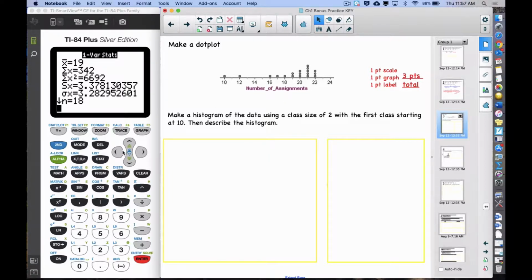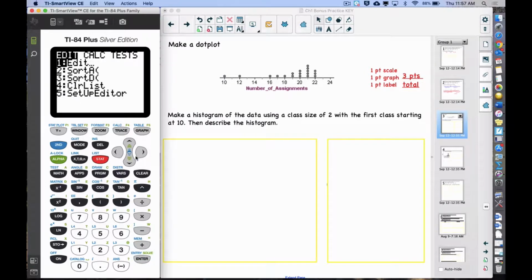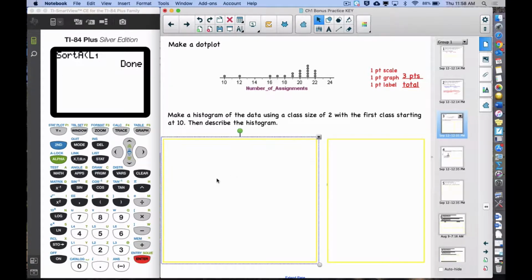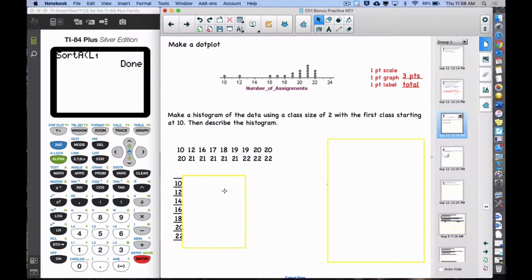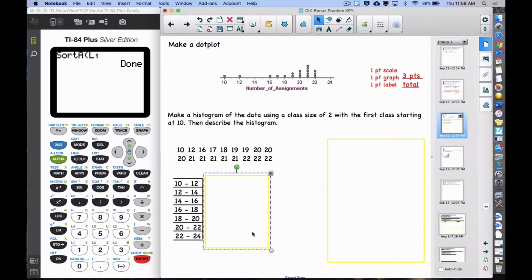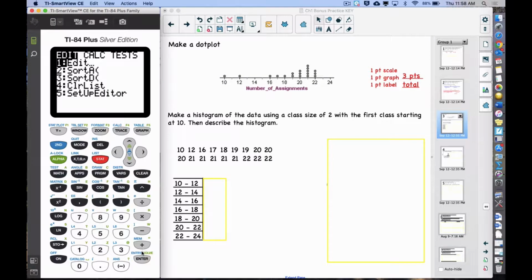Okay, now to make a histogram, one of the things I would suggest you do is take your data and sort it. So if we go to stat and then choose number 2, just make sure you tell it which list you want to sort, and then enter. The reason I say to do that is once this is in order, it's a little bit easier to make a table. In this case, they told you to make a class size of 2 starting with 10. So my classes are going to be 10 to 12, 12 to 14, 14 to 16, all the way on down. If you have those numbers sorted, then you can just start counting.